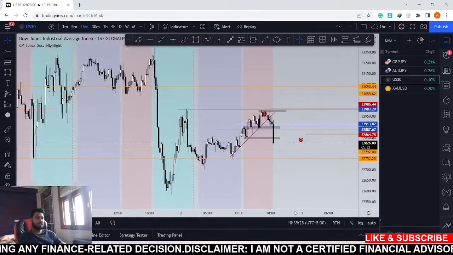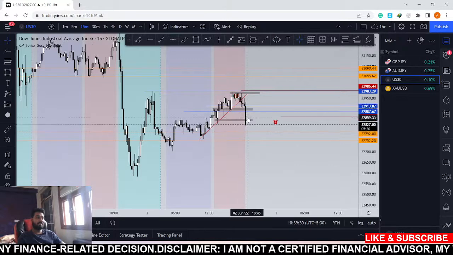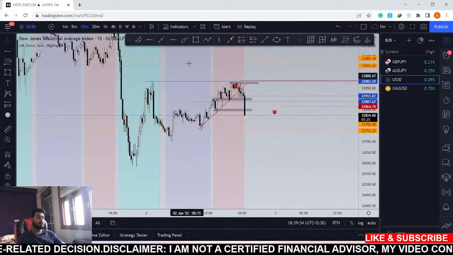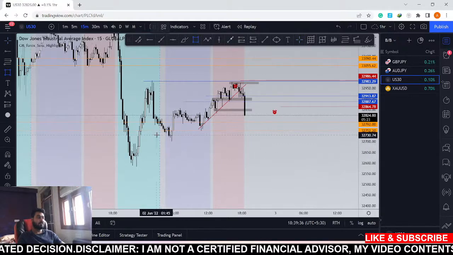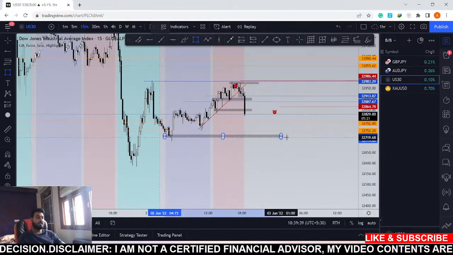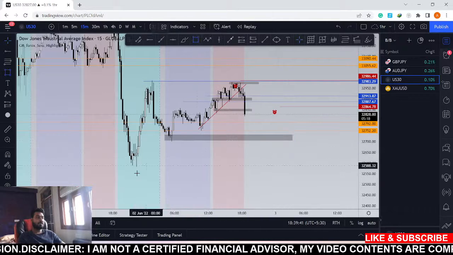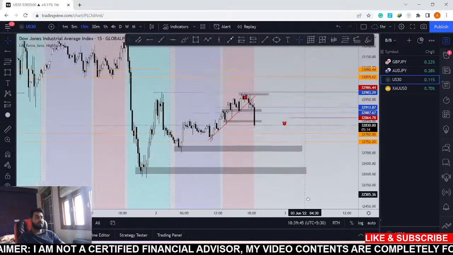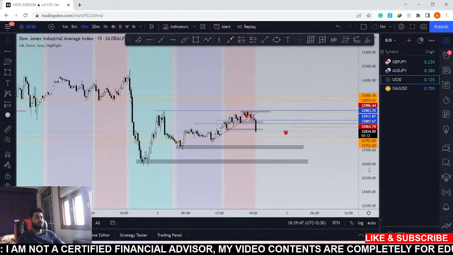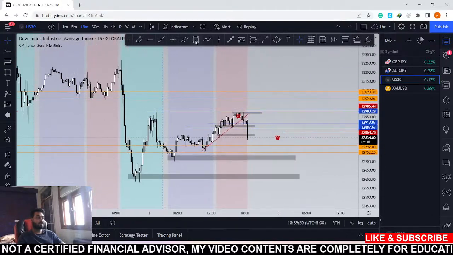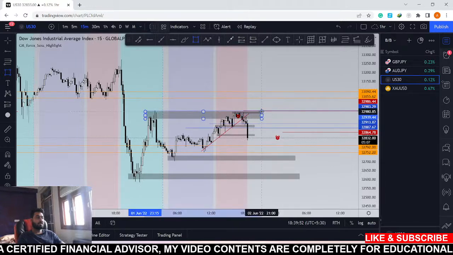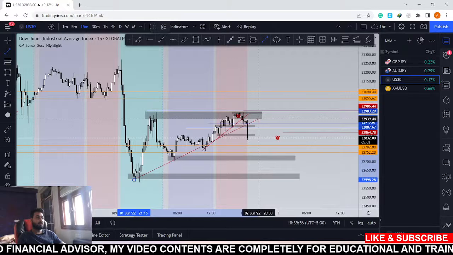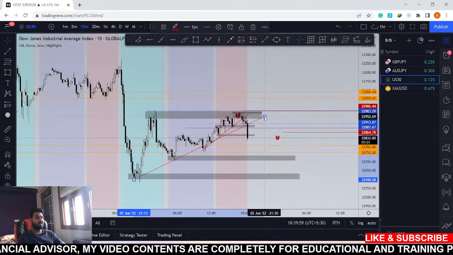US 30 giving us a nice move. I will definitely take the entry if it will close like this. One zone is at this area. The next zone will be at around this area. Here we are having some sort of black pattern also. You know this pattern.